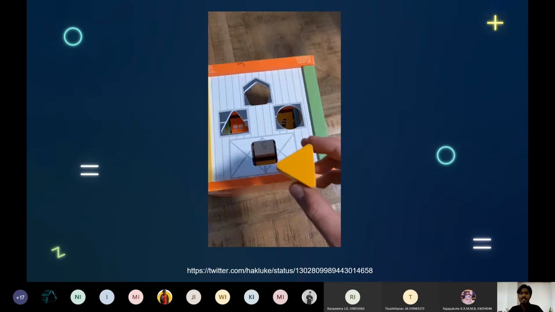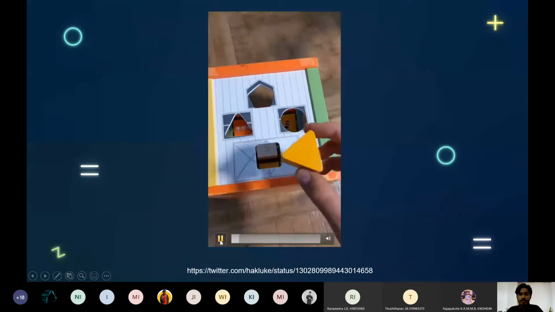You have a box with 4 holes, and you have a triangular prism here, a prism with a triangular cross section. Where do you think this object would fit in one of the shapes? If you want, you can add it in the chat window. I'll be looking at it. You can add it in the chat window if you want, but just think to yourself, where would this object fit or go inside through this box? I'll just play the video for you.